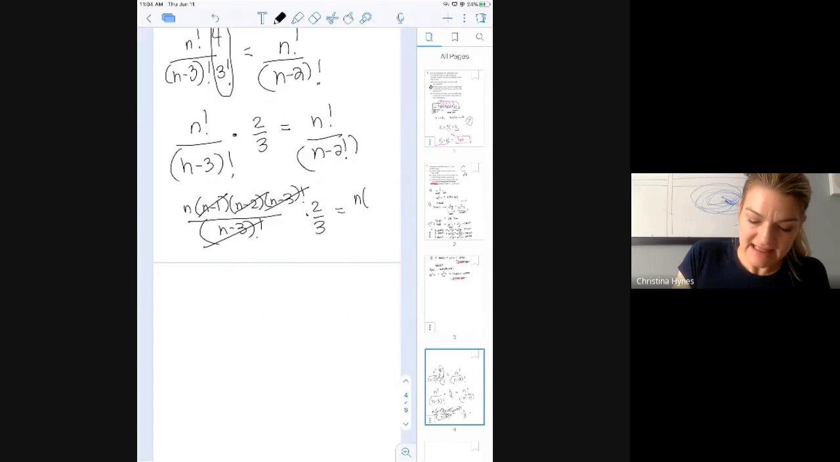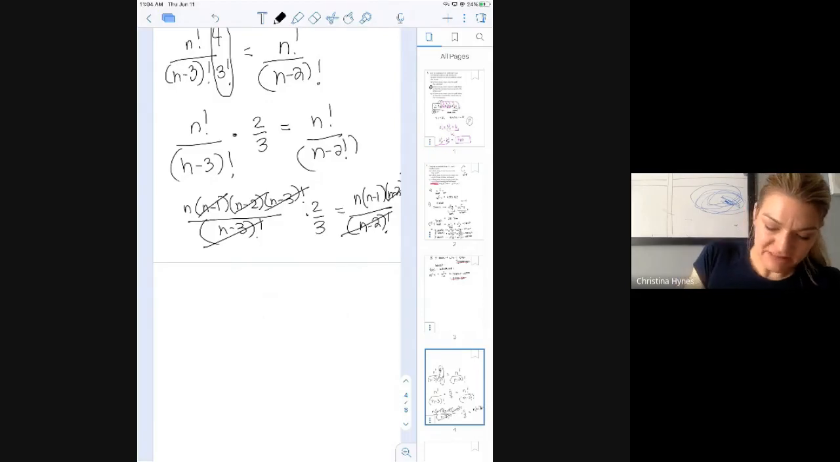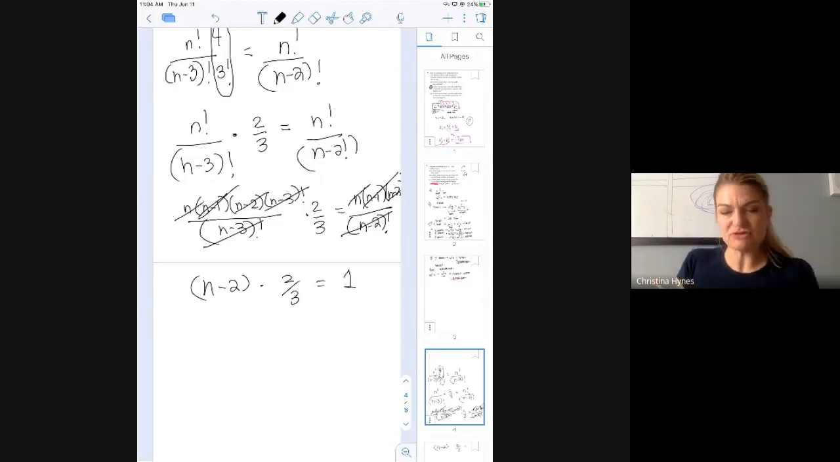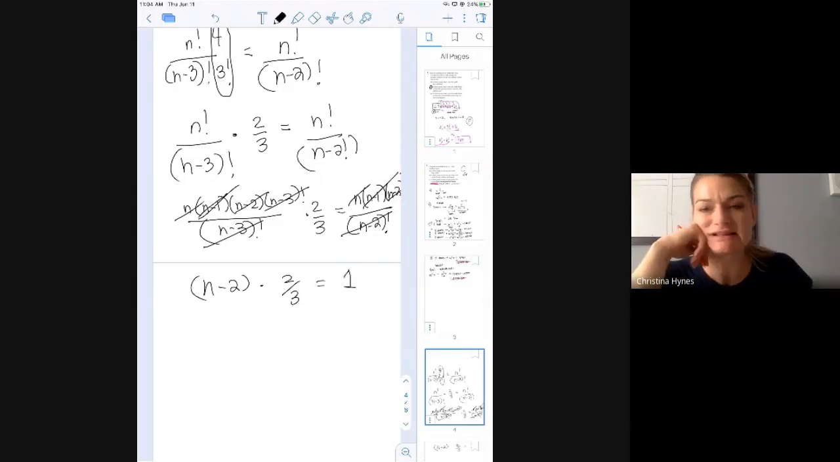Okay, so it's n minus 1, n minus 2. The n minus 2s will cross each other off, leaving us with the n's crossing off and the n minus 1's crossing off. And then we still have the n minus 2 left over from the left side, multiplied by 2 over 3, which is equal to now 1. Because when you divide something, the entire thing on the right side, you're going to have 1 left over. Okay, so it doesn't just become 0, there's still like a 1.